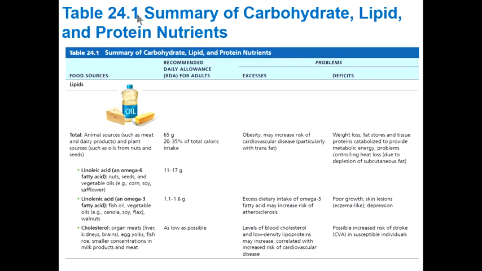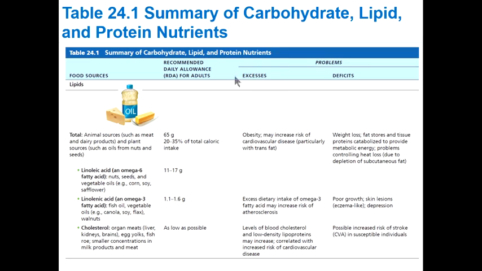Back to table 24.1, but this time we're looking at the lipid portion of it. There are the sources of lipids. Of course, lipids come from animal and from plants, and we went through which would be saturated versus unsaturated. Of our lipids, we have essential fatty acids, the linoleic and linolenic, omega-6 and omega-3, and cholesterol. There's the recommended daily allowance, which I wouldn't be too concerned with except for that number, the 25 to 30%.